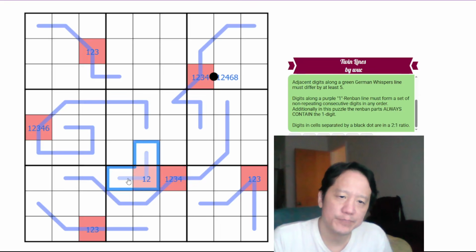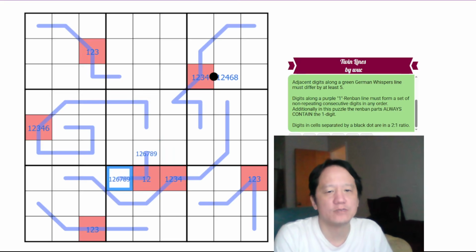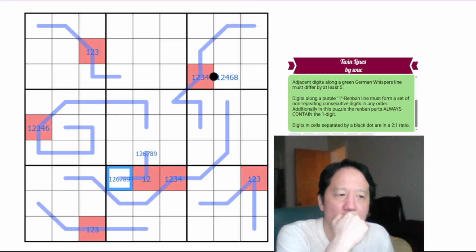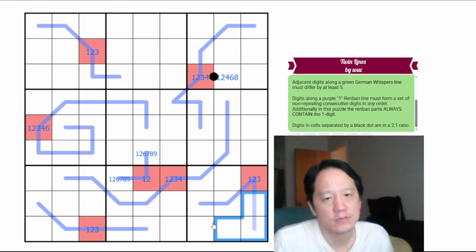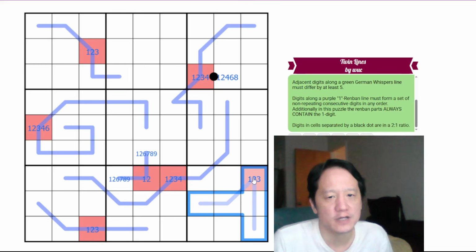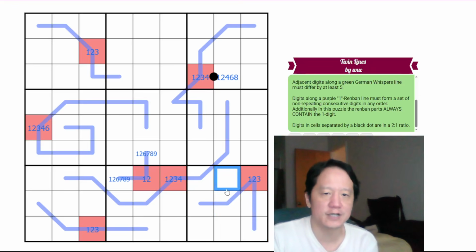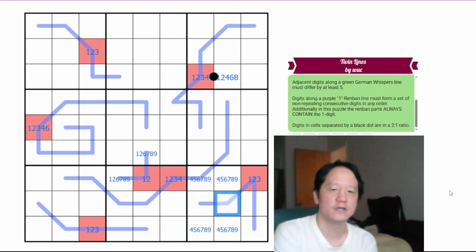So, this is going to be either 1, 2, or 6, 7, 8, 9 there. We don't know which. In this box here, we're guaranteed to have 1, 2, 3 somewhere on this line because it has to form a Renban of 1, 2, 3, which means the rest of the box cannot contain 1, 2, or 3. So this is 4 through 9, 4 through 9 here.